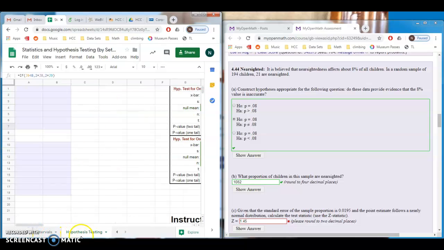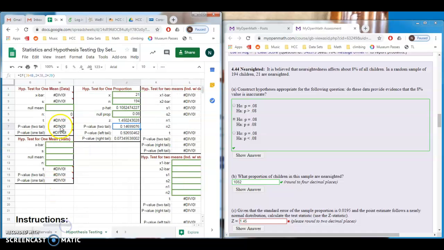Notice I'm in my hypothesis testing tab. We have several different choices for hypothesis testing. We've got one mean, one mean if we only have the stats as opposed to the data, one proportion, two means, all kinds of stuff. But this is the one we're going to be dealing with. This is a proportion that we're finding. We want to know the percentage of kids who are nearsighted.